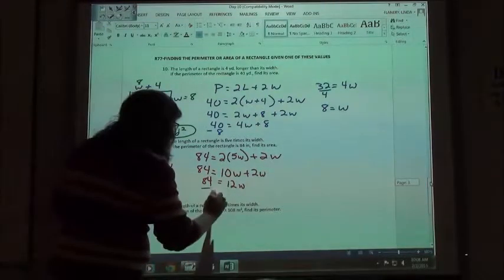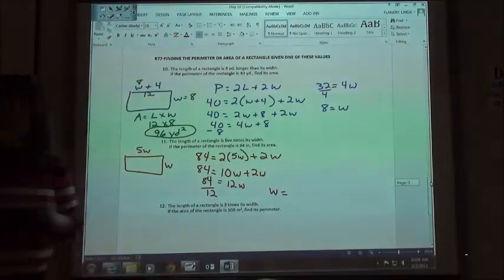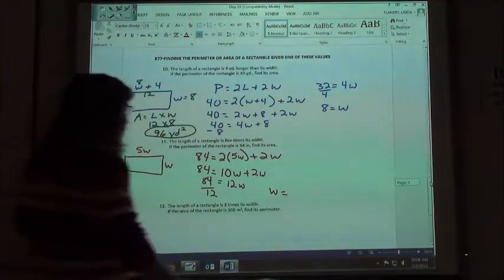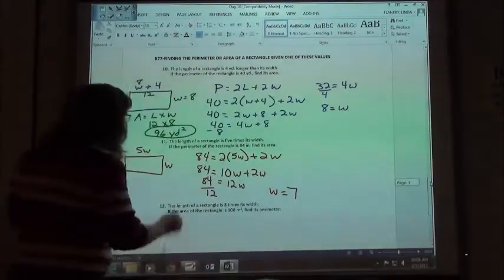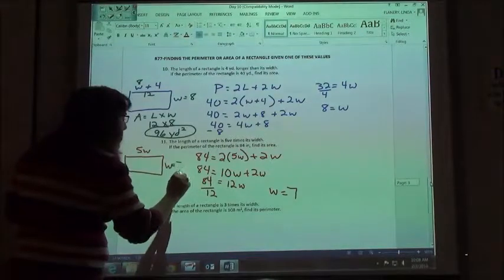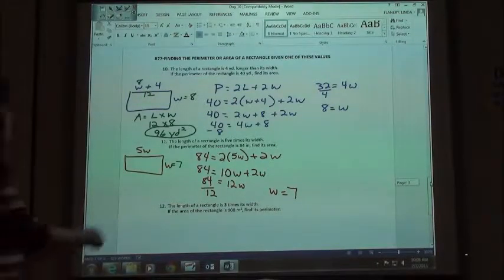And W is going to be 7. So I know my width is 7. I'm going to go ahead and label that over here. My width equals 7. What is my length going to be? 35. 5 times 7, right?